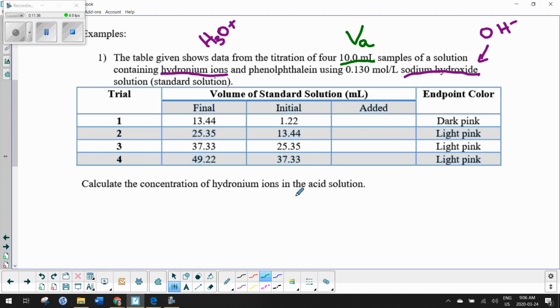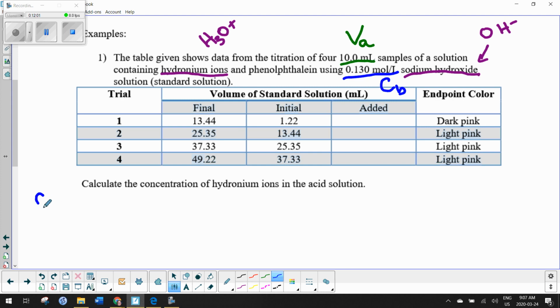Then it says we have using a 0.130 mole per liter. So moles per liter is a concentration of sodium hydroxide. So hydronium was your acid, hydroxide is your base. So this is going to be the concentration of your base. So that's what's given in my data so far.